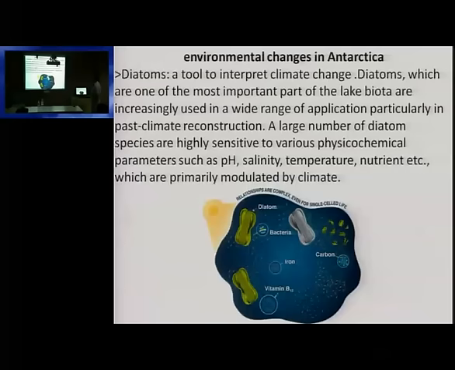The second thing is environmental changes that are taking place in Antarctica. See, environmental changes that are taking place in the Gangetic plain might be a very old question for UPSC. So UPSC looks for those fringe areas, okay. So, environmental changes that take place in Antarctica: the tool to interpret climate change is diatom. What are diatoms? These are algae actually.